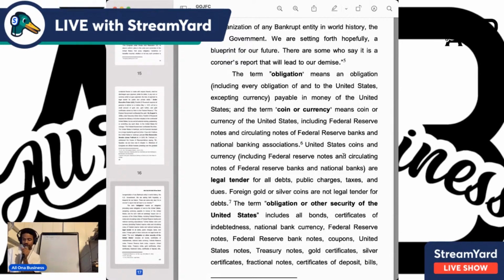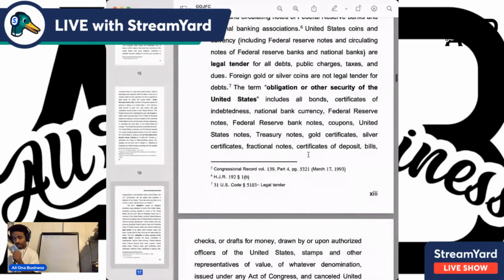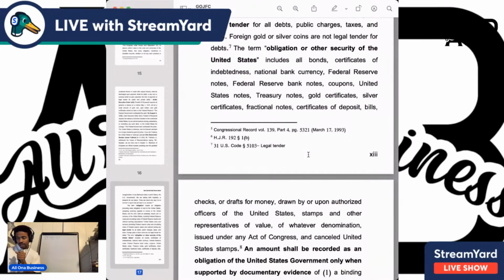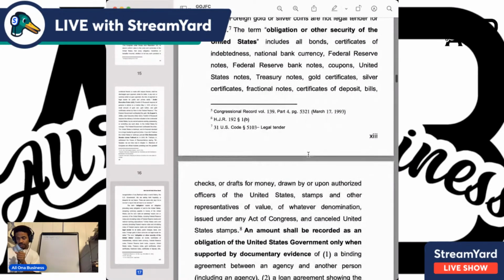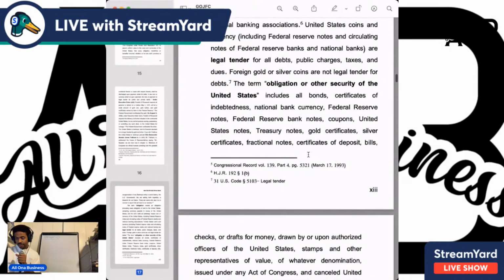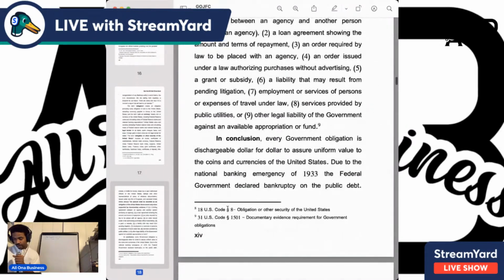And the term coin or currency means coin or currency of the United States, including Federal Reserve notes, such and such and such, you know. Go a little bit further down, and that's a definition. Obligation or other security of the United States includes bonds, certificates of indebtedness, national bank currency, Federal Reserve notes, bank notes, coupons, United States notes, treasury notes, gold certificates, etc. Right? And when you deal with that, that's dealing with Title 18, right? Right here. So that's Title 18 of the United States Code.